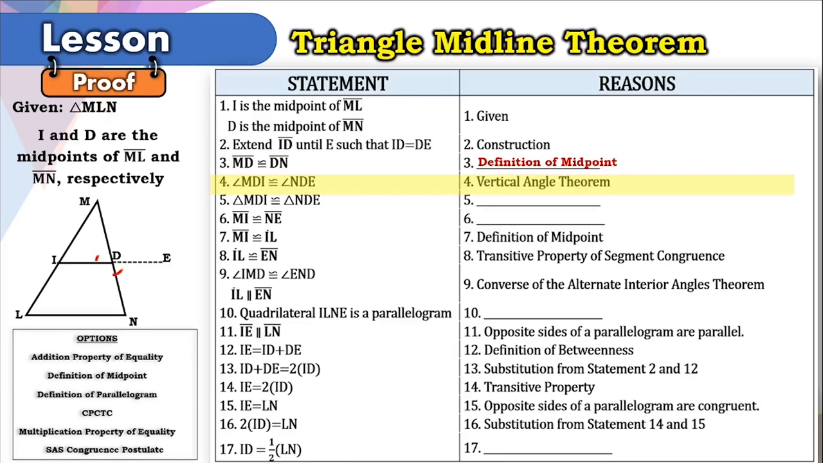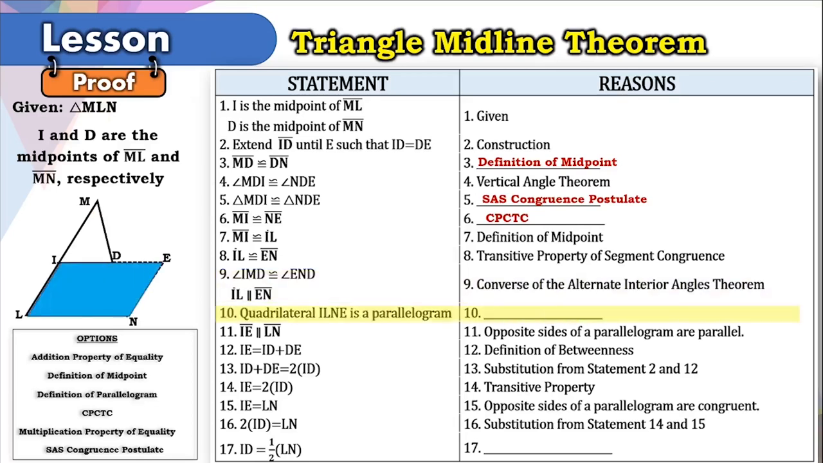Given the previous statements, we can now say that triangle MDI is congruent to triangle NDE by SAS congruence postulate. Since triangle MDI is congruent to triangle NDE, MI is congruent to NE by CPCTC. Next, MI is congruent to IL, by the definition of midpoint. IL is congruent to EN by transitive property of segment congruence. Angle IMD is congruent to angle END, so IL is parallel to EN, by the converse of the alternate interior angles theorem.